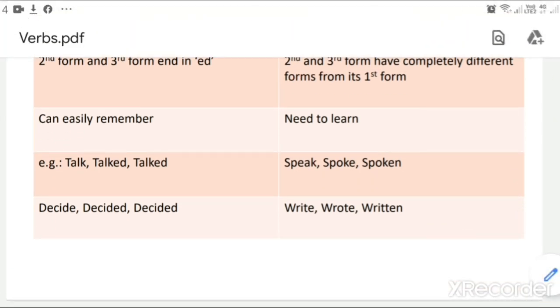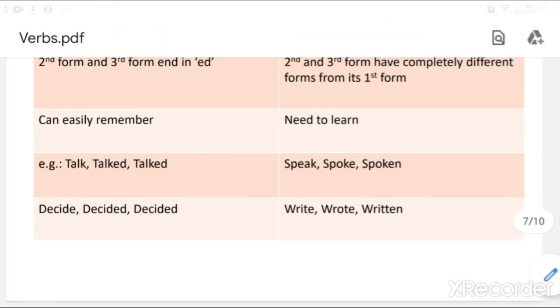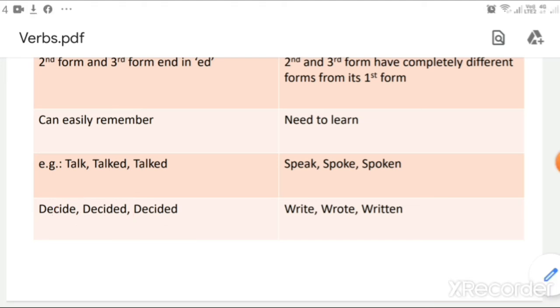Decide, decided, decided. Write, wrote, written. Now here, though there's an ed, I have pronounced it as decided, ed, because there is a d sound at the last. Okay, pronunciation, when it sounds d or t at the end, we use ed. That means we pronounce it as ed, decided, targeted.